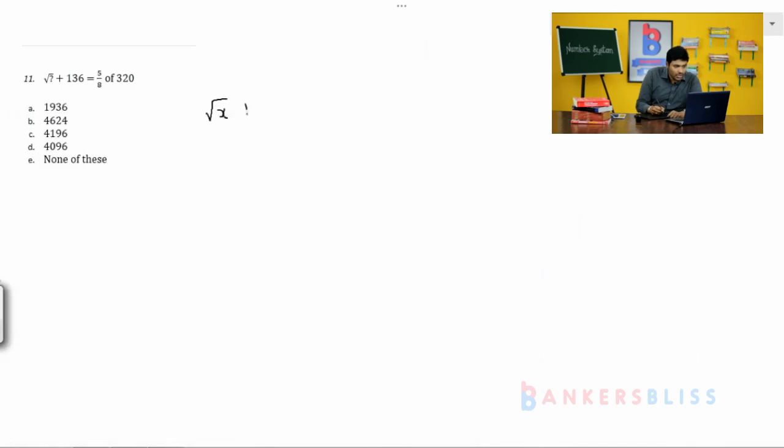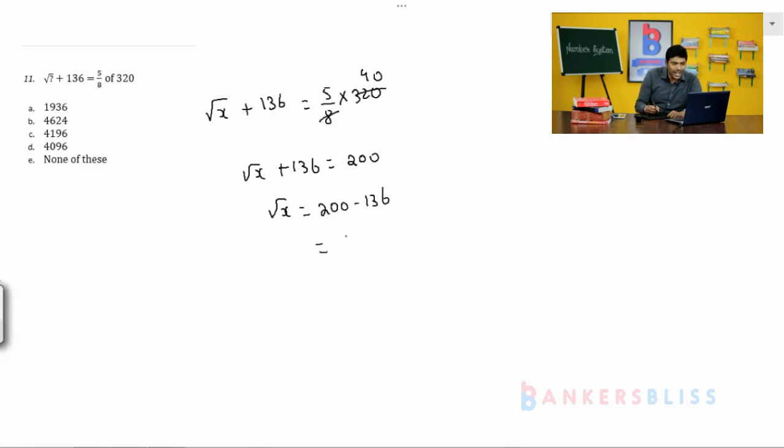Square root of x plus 136 is equal to 5/8 of 320. See, very simple to calculate. Root of x plus 136 is equal to 8 4s are 32, 4 5s are 20, 200. Next, root of x is equal to 200 minus 136.